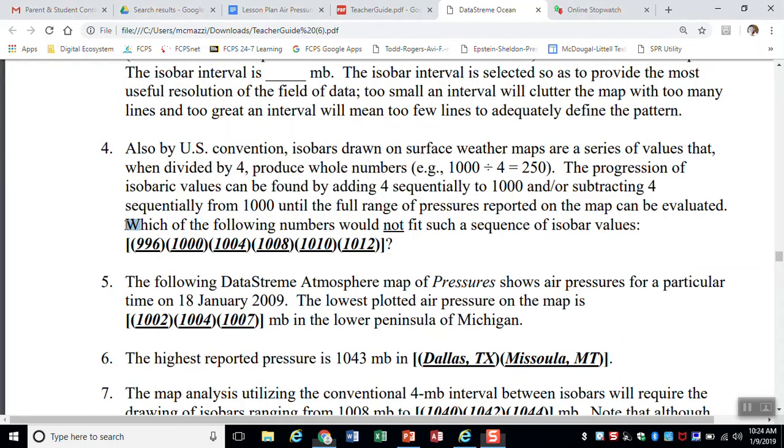So you're trying to look here and see which one of these numbers would not fit that. You have 996, 1000, 1004, 1008, 1010, and 1012. Which one doesn't fit? Circle the best choice.